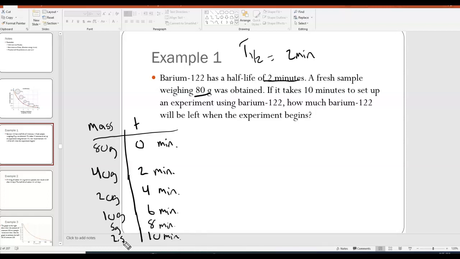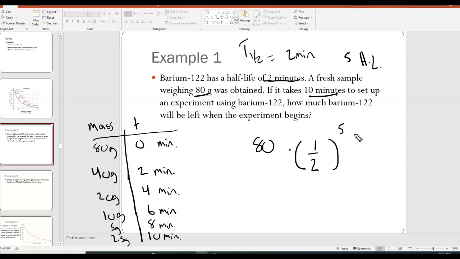I'm at 2.5 grams. Now, the other way you could approach that is to say, okay, so the half-life is 2 minutes. 10 minutes is 5 half-lives. So that means I basically have to decrease by 1/2 5 times. And so you could also think of it like this. I start with 80. I want to decrease by 1/2. How many times? 5 times.